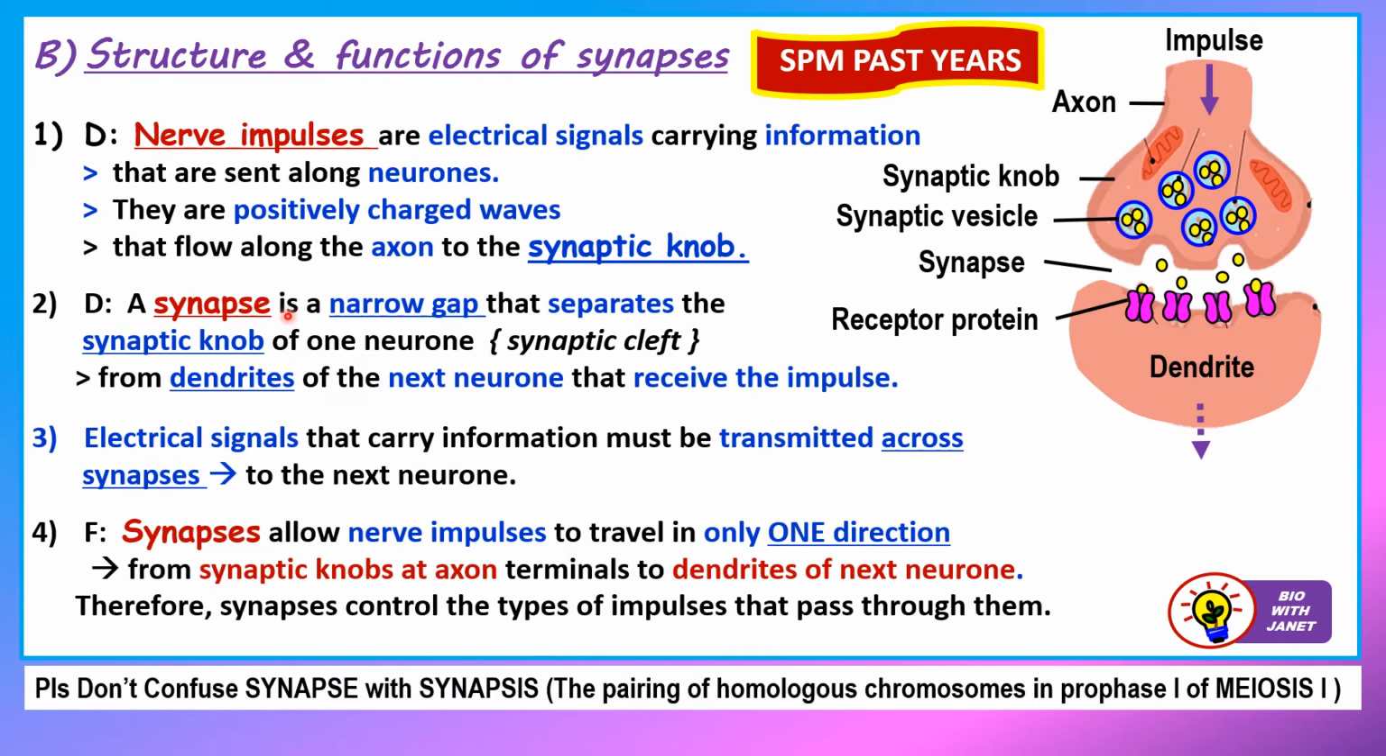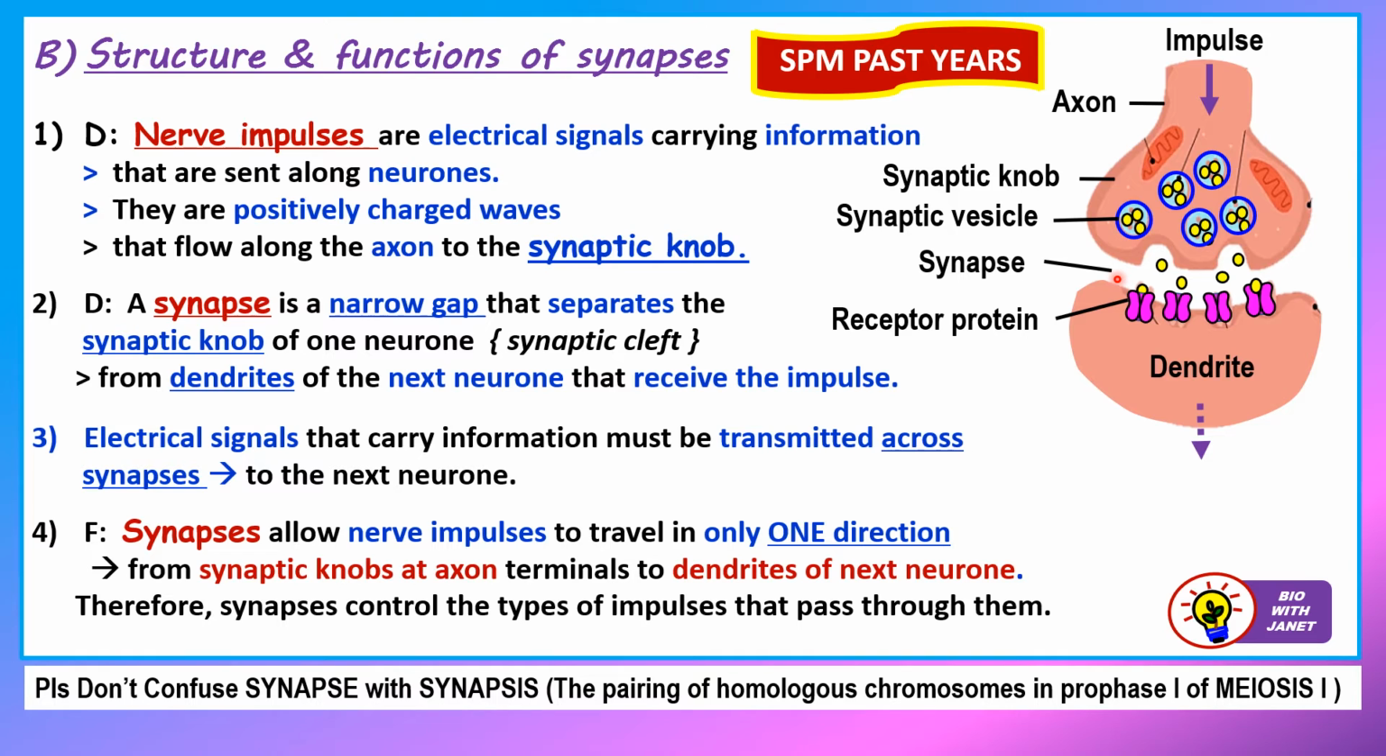The textbook defines the synapse as a narrow gap that separates the synaptic knob of one neuron from the dendrites of the next neuron that receives the impulse. Actually, the synapse also includes the membrane of the synaptic knob and the membrane of the dendrite. But in this case, the textbook has labeled the synapse as just the gap here. The gap is also called the synaptic cleft. Cleft means the gap. So if you see the term synaptic cleft here, label the gap as synaptic cleft.